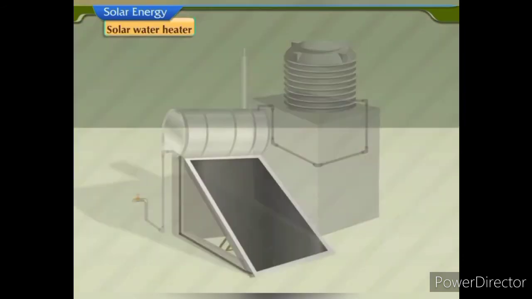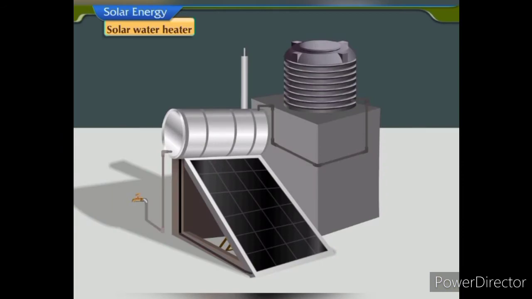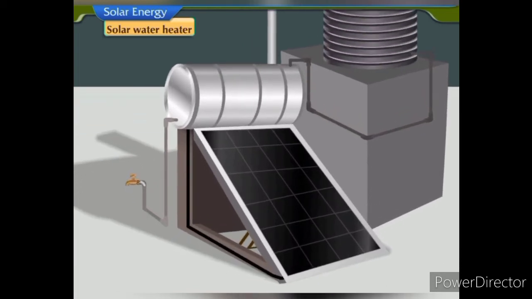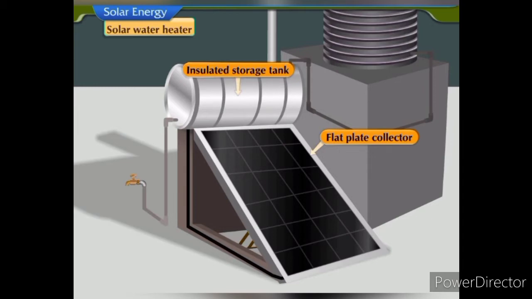Solar water heater. Now, we may proceed to understand the construction and working of a solar water heater. A solar water heater has two main components: 1. A flat plate collector, and 2. The insulated storage tank. Construction and working of a solar heater.